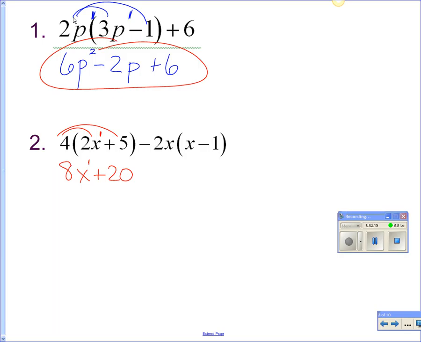Right here, now I'm going to do negative 2x times x. So there's a 1 here. What's negative 2 times 1? Negative 2. x1 and x1, when you put them together, becomes x squared. So that becomes an x squared right there. Be careful with that. What's negative 2x times negative 1? Positive 2x.